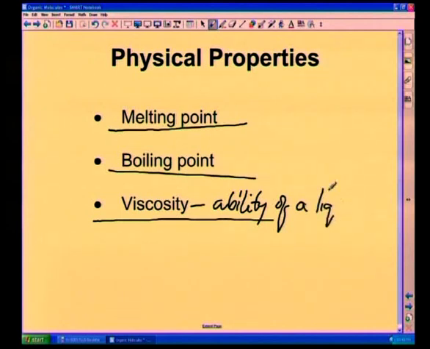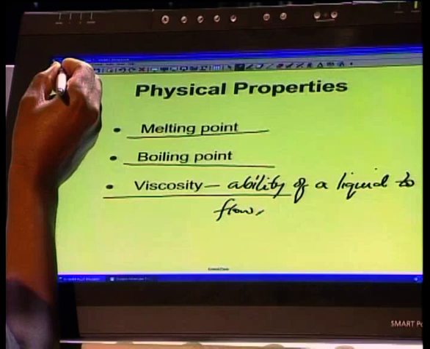A liquid substance to flow. Now, this is tied up to the issue of intermolecular forces as well, because the stronger the molecular forces, we can then say perhaps the viscousness of that particular substance will be low. In other words, it will be difficult for it to flow. So viscosity has to do with how easily a substance is able to flow. Okay, a liquid substance for that matter.